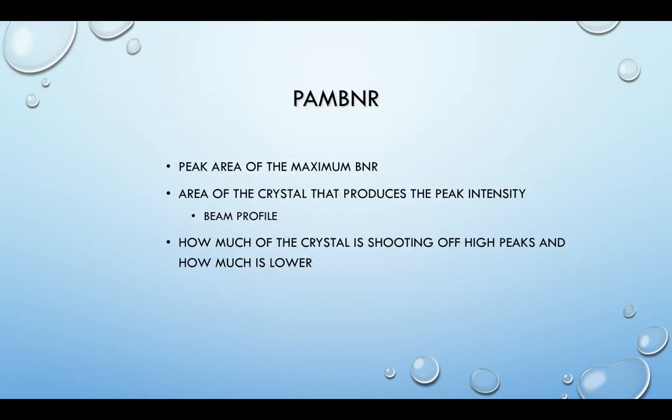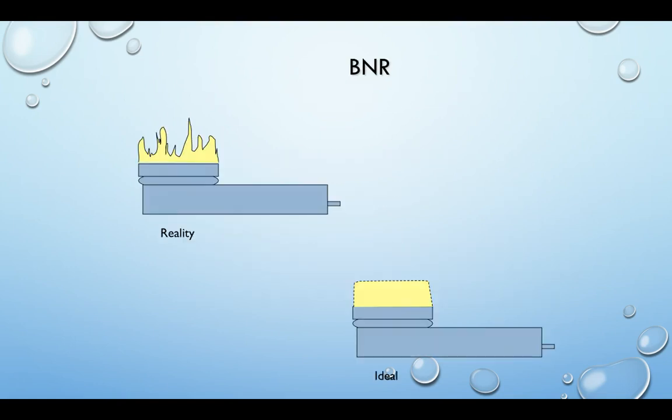Another term that's actually not in your book, but it's something that's coming out on newer machines all the time, is what's called the PAM BNR. And this is the peak area of the maximum BNR. So this just gives us a more accurate reading of that BNR. So again, with the BNR, we had these peaks and valleys, okay? And then we had the average spatial intensity that we end up setting.